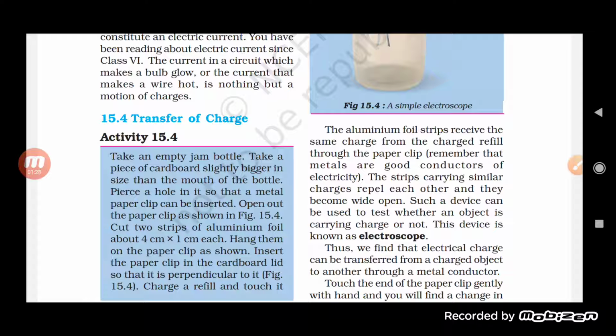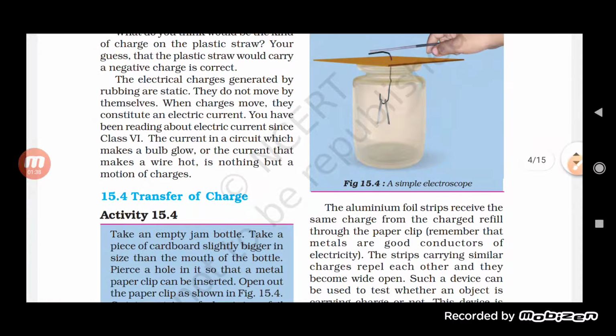It is because the same kind of charges are now present on both arms of the pin. That's why they move far apart from each other. Similar charges are present there, that's why they repel each other. So this repulsion is because both of them get charged and are having the same kind of charges.